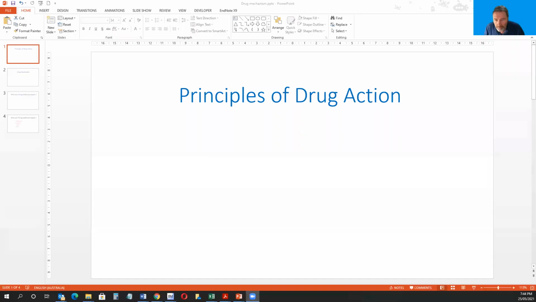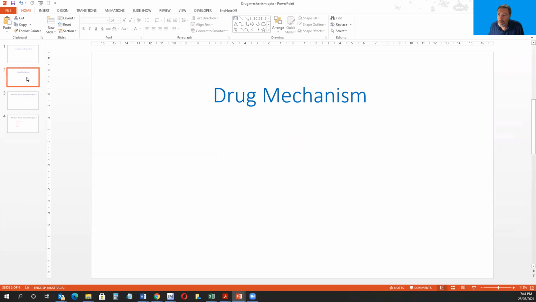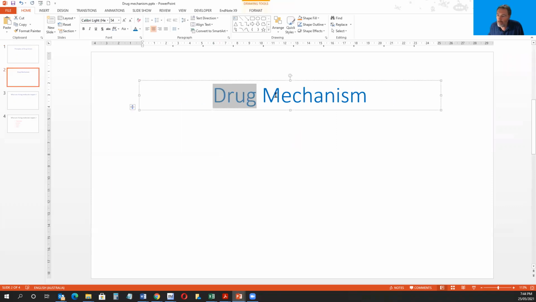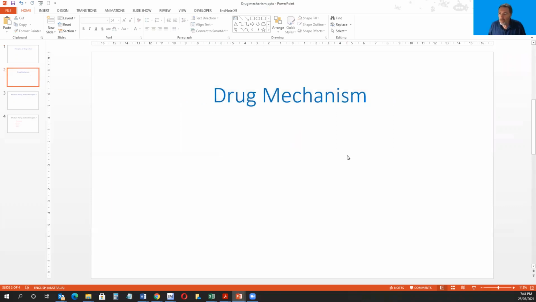So I want to share my screen over here. And so when we look at, for example, how drugs work, then we're really looking at the principles of drug action. And when we look at the principles of drug action, then we start asking ourselves about the mechanism of action of a drug, or the drug mechanism. Some particular textbooks call this the MOA, or the mechanism of action of a drug.